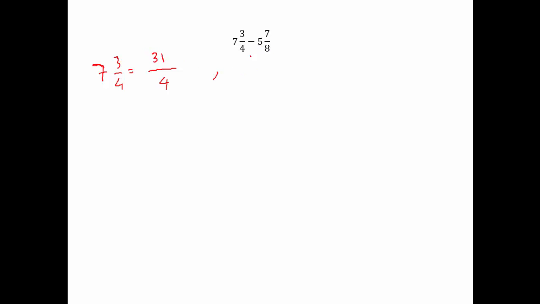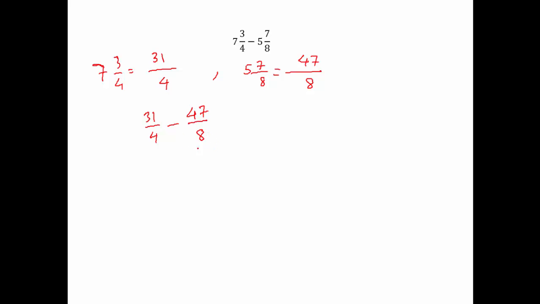And then this guy, 5 7/8. We keep the same 8. 8 times 5 is 40. 40 plus 7, 47. Now, 31/4 minus 47/8.